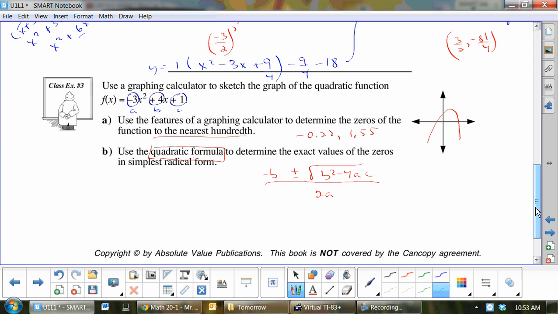Now, straight substitution using brackets. So, negative 4 plus or minus the square root of b squared, which is 4 squared, minus 4 times a, which is negative 3, times c, which is 1. And that's all over 2 times negative 3.